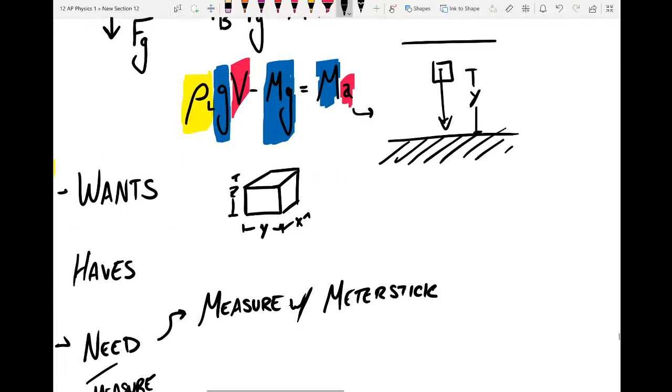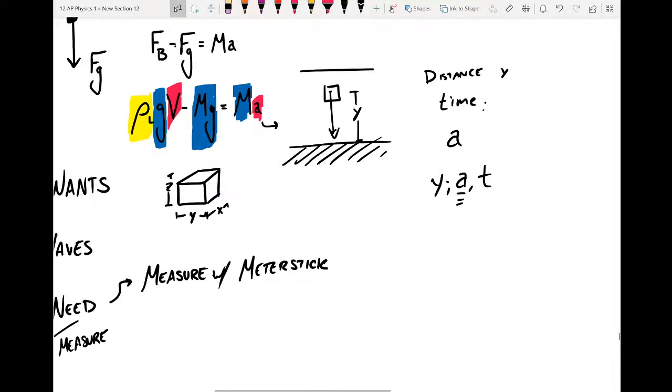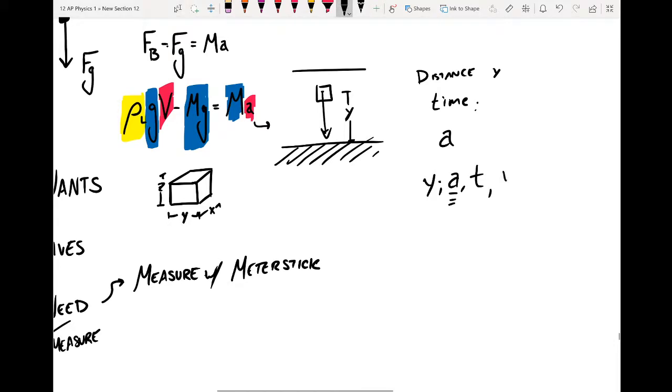So if I'm thinking about that, well, let's see. I'm able to measure distance, I'm able to measure this y, I'm also able to measure time. I want acceleration, I want a, so I have y, I have a, I have time. And I'm just placing it in there, so I know that my initial velocity is just, I can make that 0 if I wanted to.